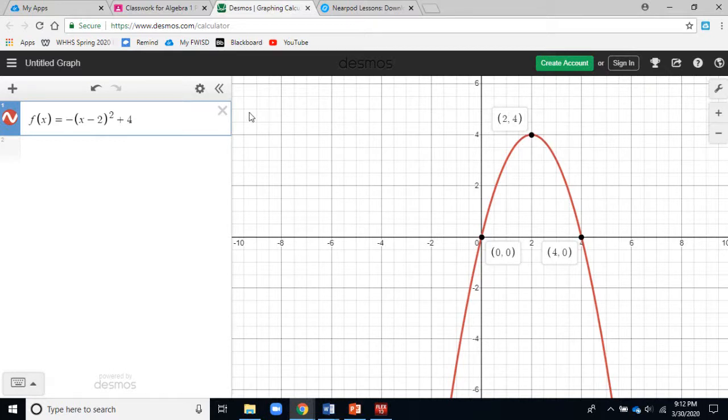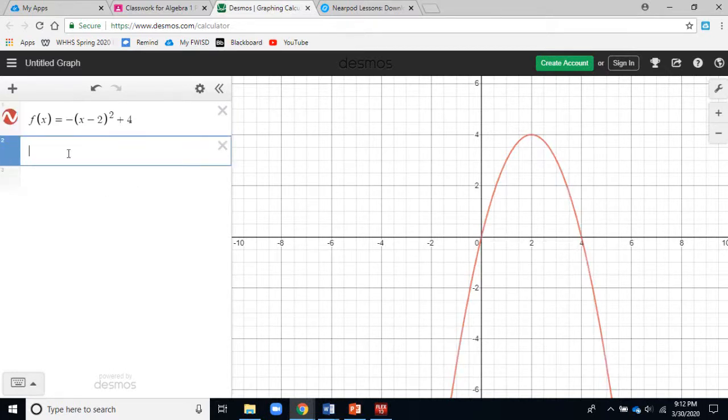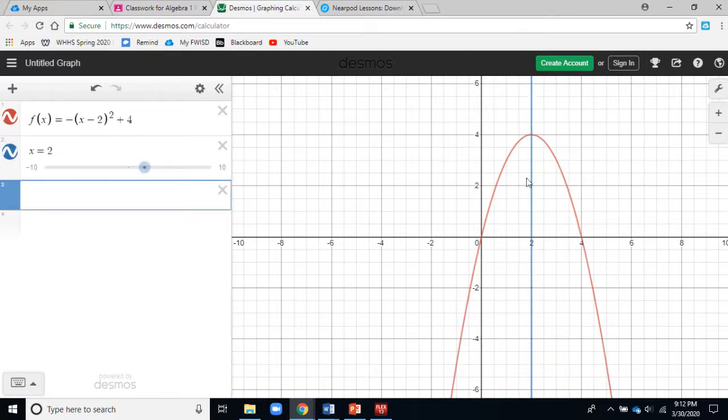And if I wanted to check to make sure I have the right equation, if I just click in this next box, I can add a new equation. And if I type in x equals 2 and just press enter, it graphs it as a blue line for me, and I can see that it actually does go through the vertex. So my axis of symmetry is x equals 2.